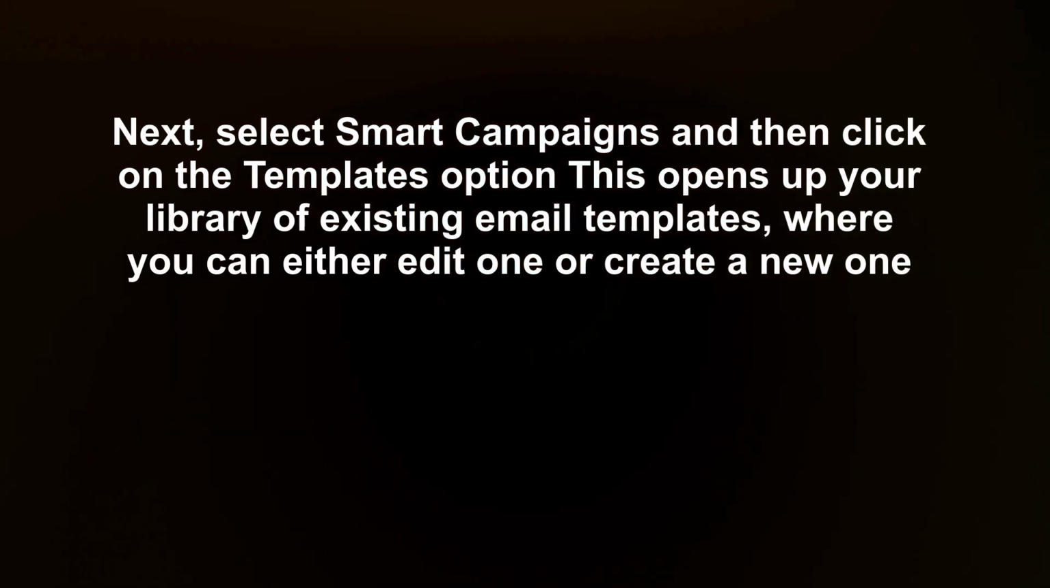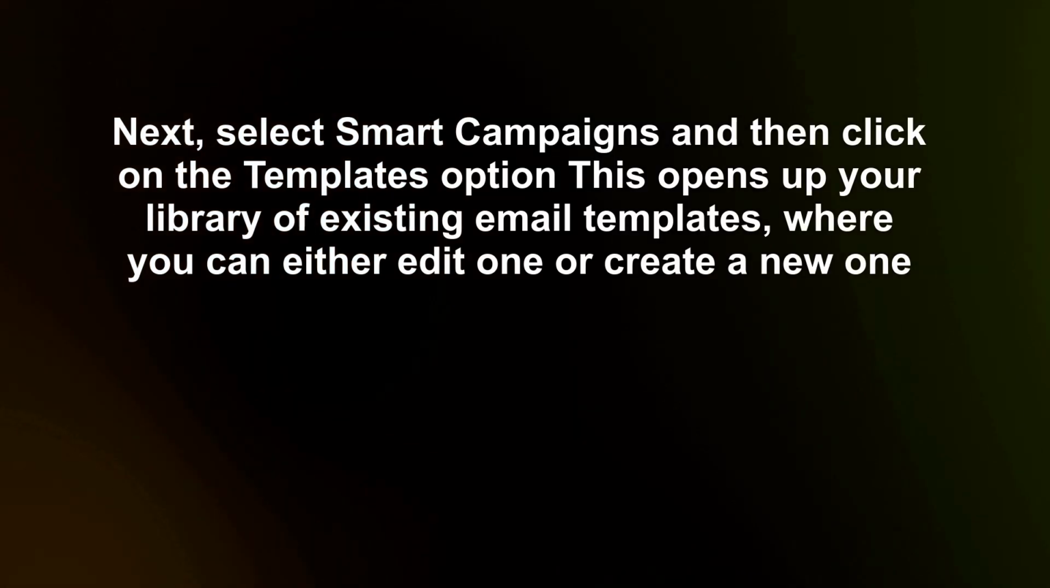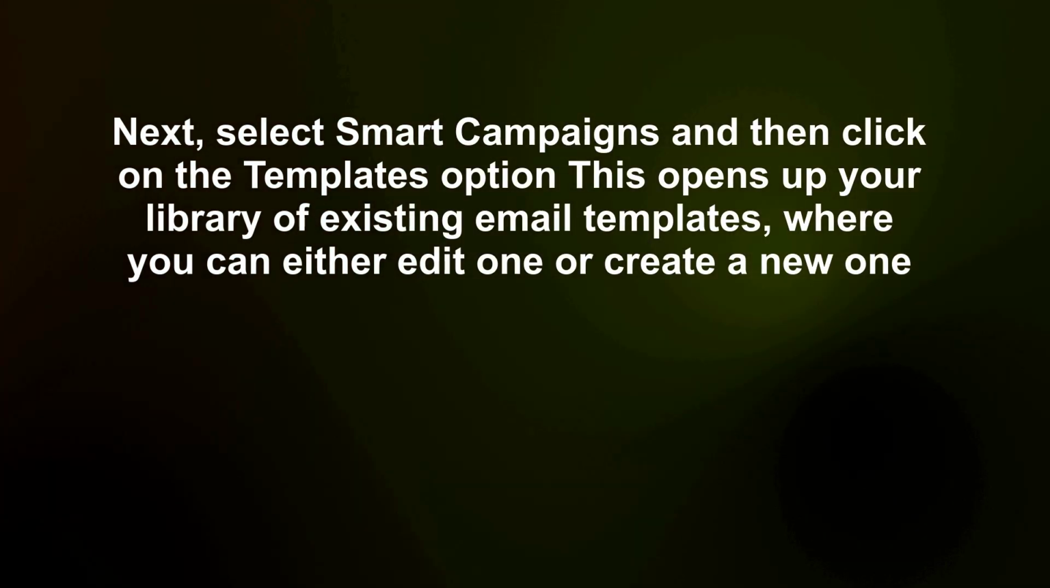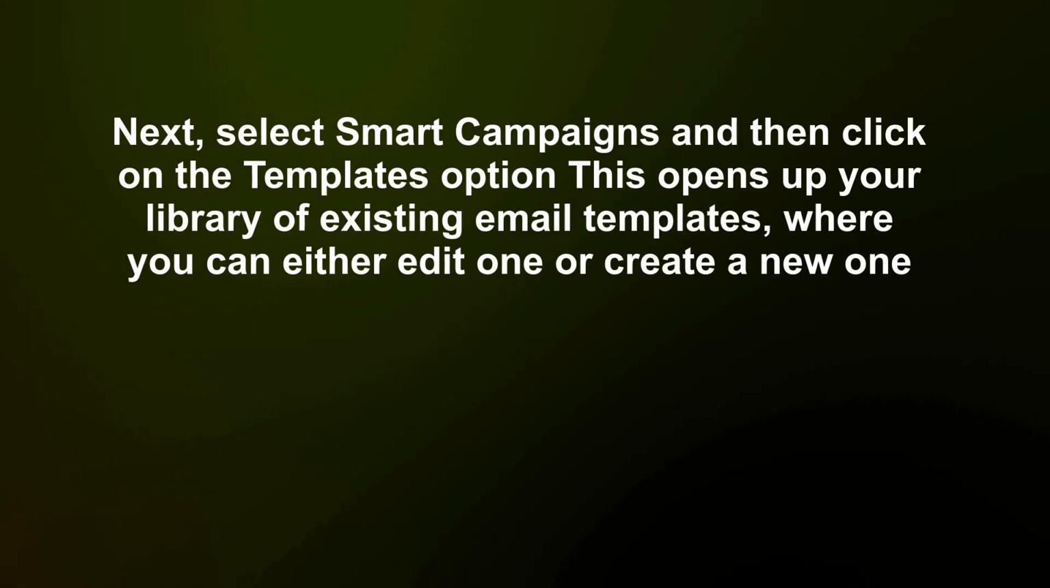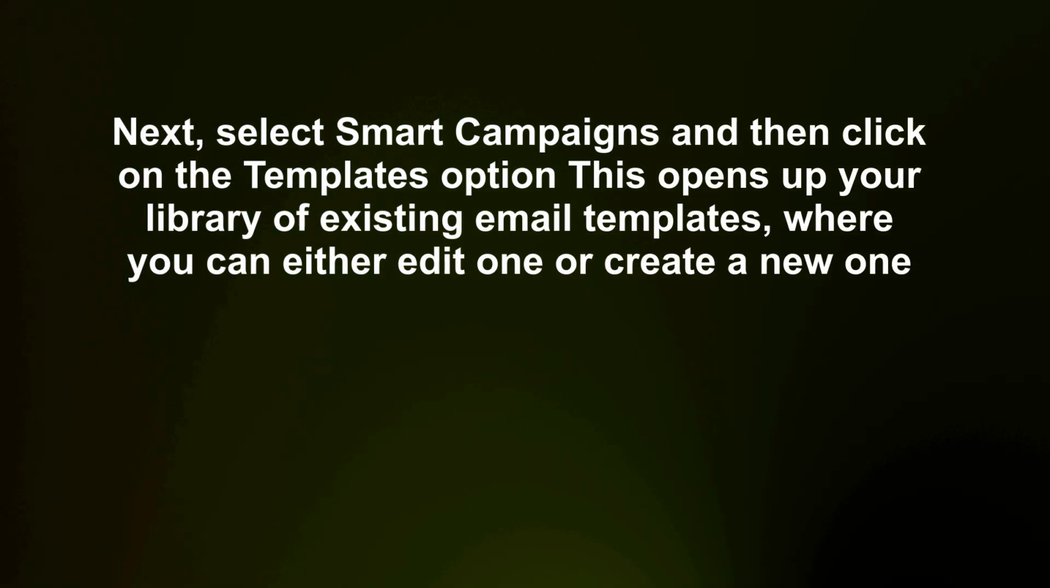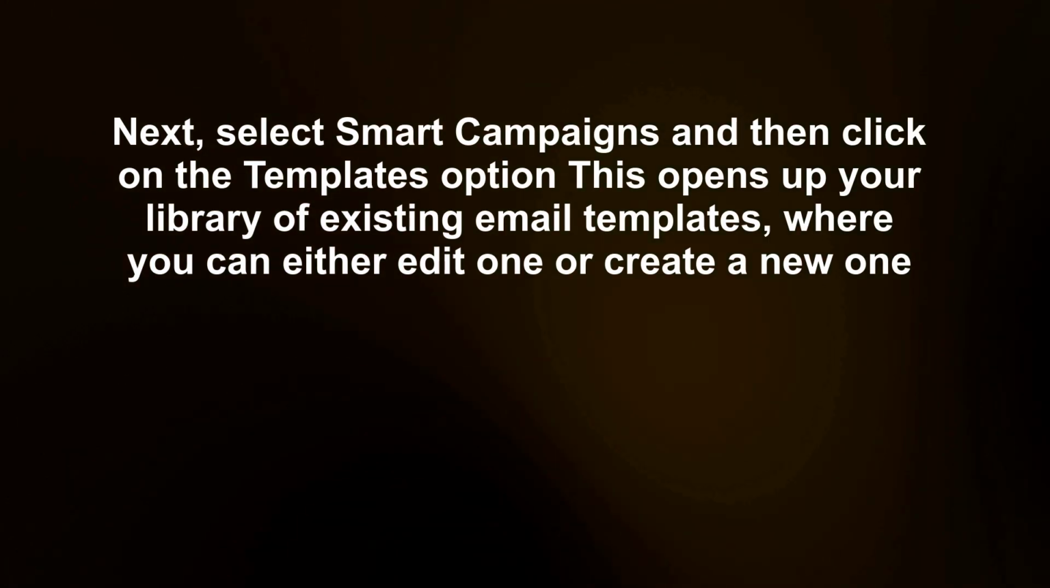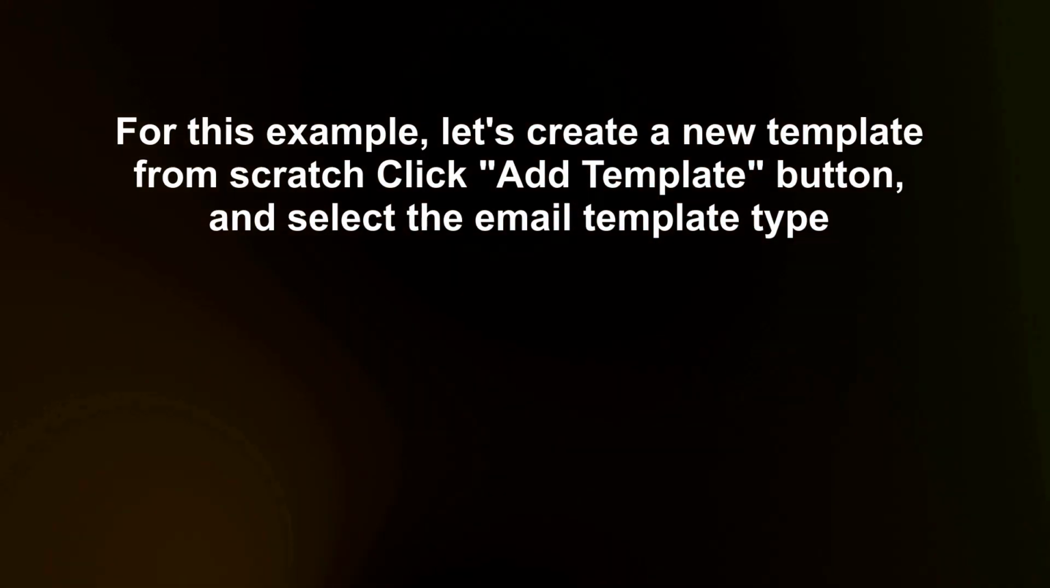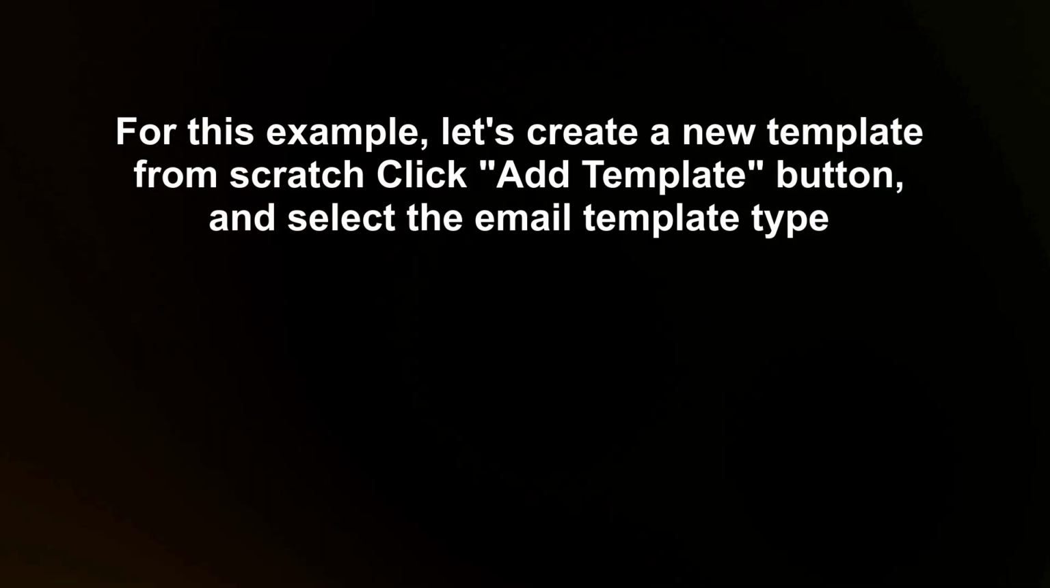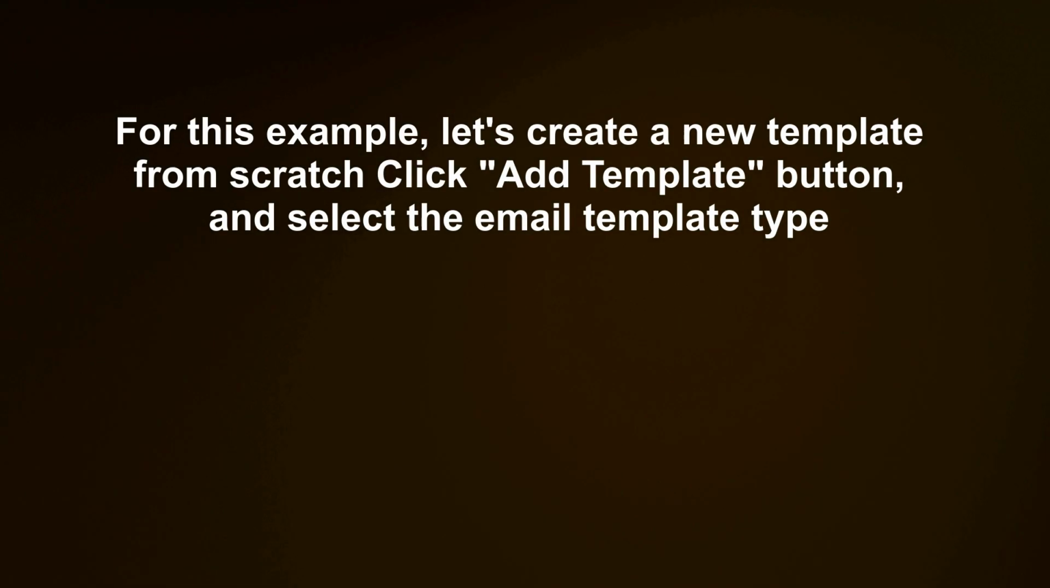Next, select Smart Campaigns and then click on the Templates option. This opens up your library of existing email templates, where you can either edit one or create a new one. For this example, let's create a new template from scratch. Click the Template button and select the email template type.